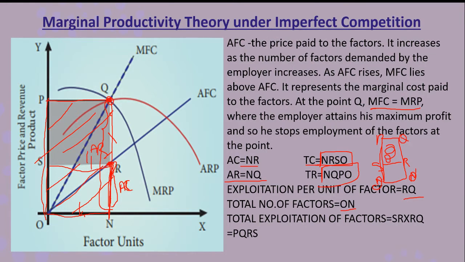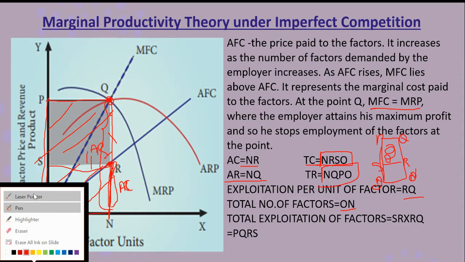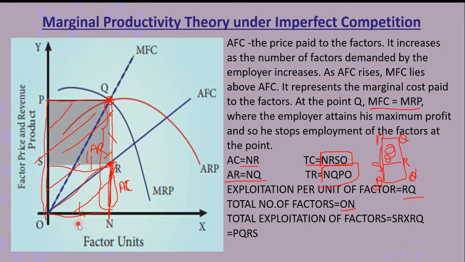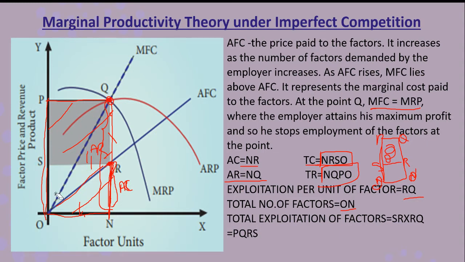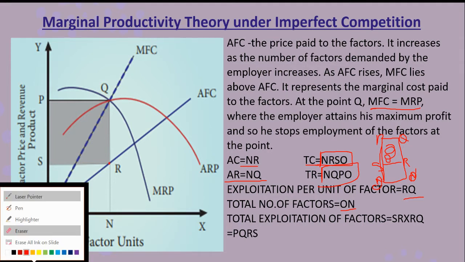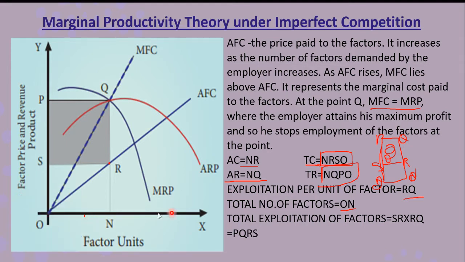Were you able to understand? Shall I repeat this again? 1 minute. I will take the laser point. Okay. So on the x-axis, we have the factor units. On the y-axis, we have the factor prices and revenue. I am explaining it again for you girls. On the x-axis, we have marked the factor units. On the y-axis, we have marked the factor price, revenue, and the product.